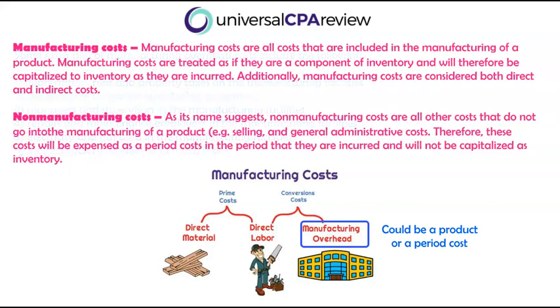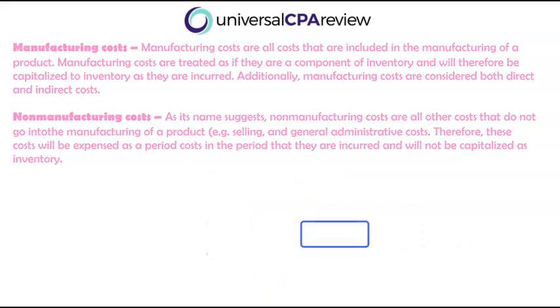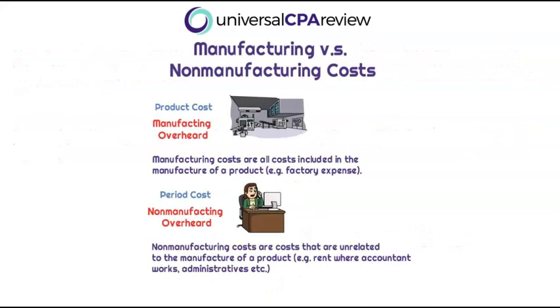But what makes manufacturing overhead considered a product cost or a period cost? Right? How do we know when to allocate this to inventory or expense it on the income statement? Right? We remember from our list of product costs, we still have this manufacturing overhead applied. All right, and what's important to understand is that manufacturing overhead can be broken out into manufacturing costs as well as non-manufacturing costs. Manufacturing costs are going to be costs that are included in the manufacturing of a product, whereas non-manufacturing costs, as the name suggests, are going to be all other costs, right? They're not going to be included in the manufacturing of the product.